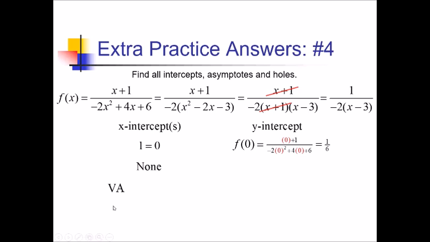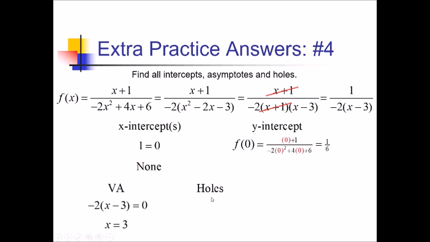For vertical asymptotes, these are x values that zero out the reduced simplified function. So taking a look here, we take our denominator that was left over after canceling, negative 2 times x minus 3, and set that equal to 0. And then we see that 3 is the value of x that zeroes that whole thing out. So we have a vertical asymptote at x equals 3.